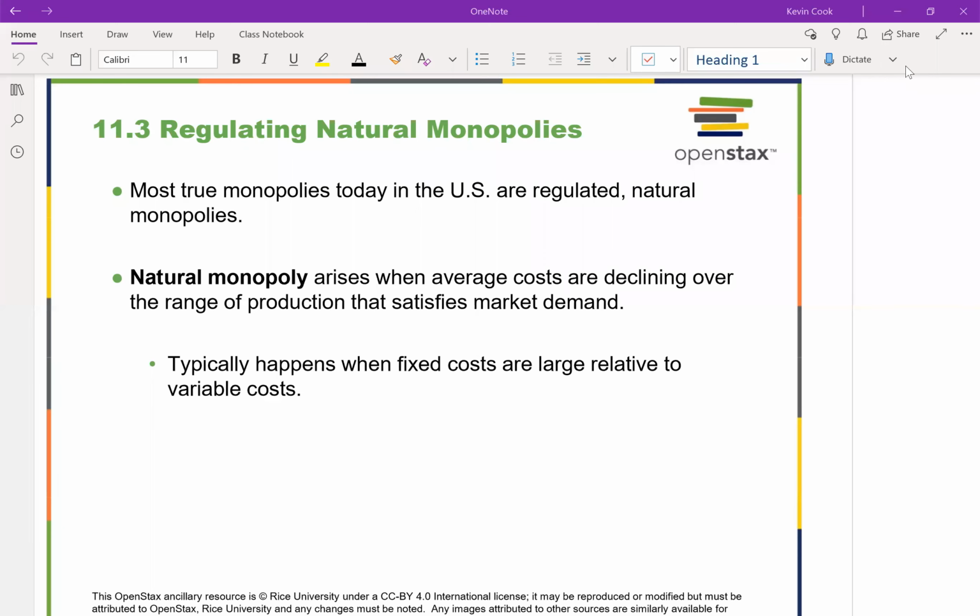So today we're going to finish up talking about monopolies and antitrust policy. Again, starting with monopoly regulation, then moving into deregulation.